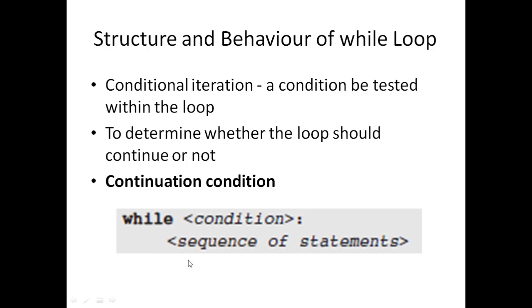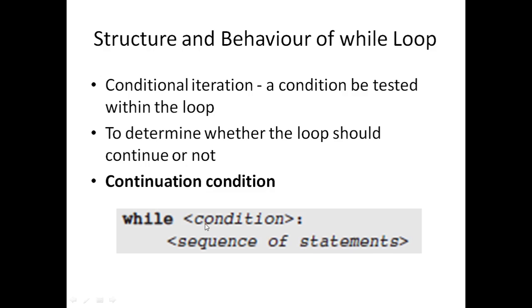This is the general structure of a while loop: while, condition, colon, sequence of statements. This loop is more or less similar to the one-way if statement we have already seen. The only difference is that instead of if, we are using while. In an if statement, if the condition is false, it exits, and if the condition is true, it executes the sequence of statements only once.